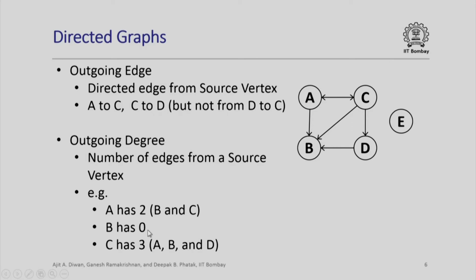B has outgoing degree 0 because there is no edge which goes out of B. C, on the other hand, has an outgoing degree of 3 because from C I have an edge to A, an edge to B and an edge to D. E of course has 0 outgoing degree. So, a simple concept: an outgoing edge is a directed edge from a source vertex and the outgoing degree is the number of edges going out from a source vertex.